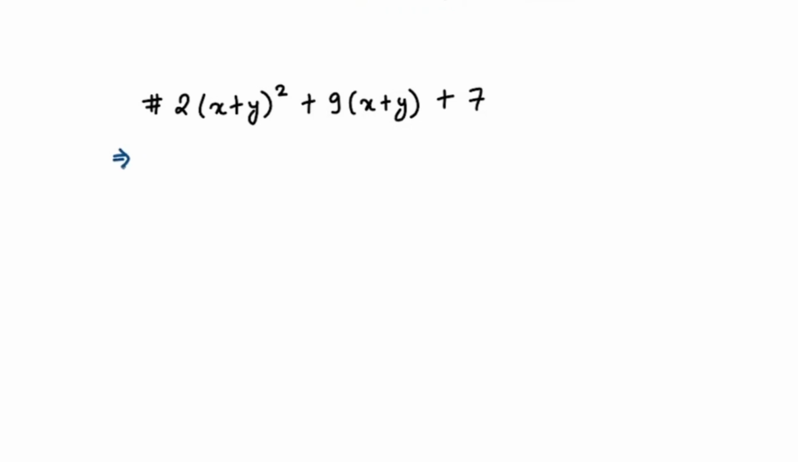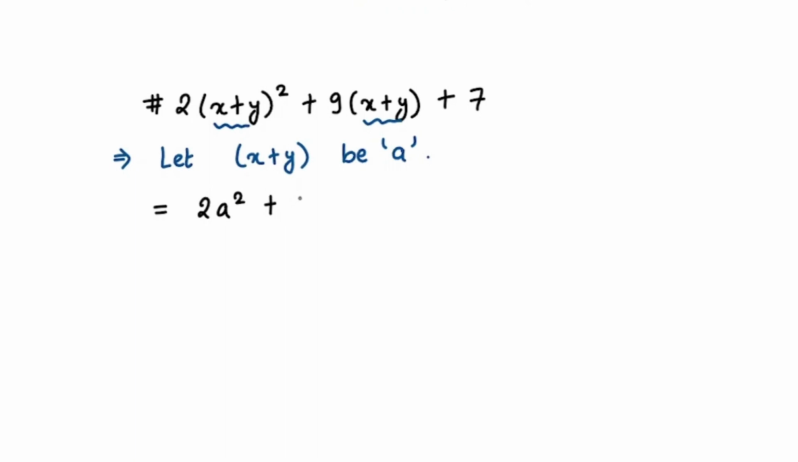What you are going to do here is first you are going to assume this x plus y as a or any alphabet. So I'm going to assume let x plus y be a, or you could choose any other alphabet. It's your choice. Now this expression is going to look something like this. So we have 2a square plus 9a plus 7. Now this looks like our first question, right? And we are going to factorize this the same way we did our first question.